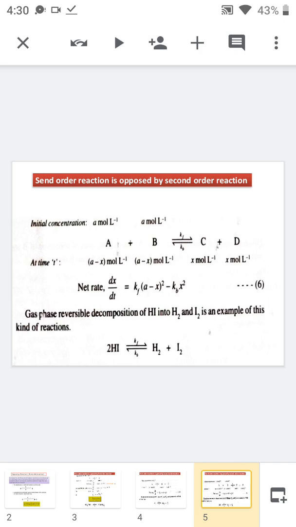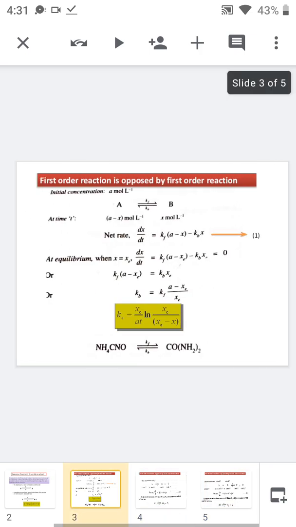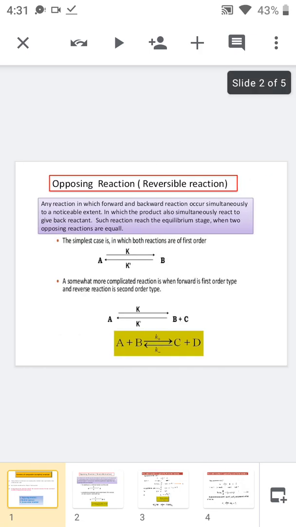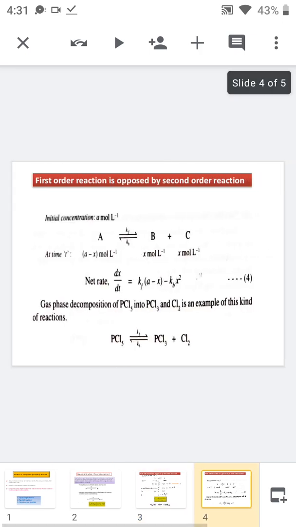Today we discussed the next important part, that is the complex or composite reaction. That means a reaction which occurs in more than one step, and the rate of the reaction depends upon more than one step. So this type of reaction is very complicated. There are three different types of reactions: opposing, parallel and consecutive reactions. Today we discussed the opposing reaction.